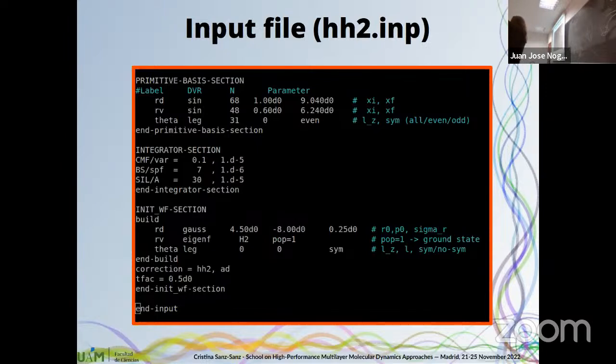So you said how many functions you're going to use with single particle functions, but now you have to say, I want it to be a Gaussian. I want it to be whatever. I want it to be a vibrational state of the diatomic molecule. Okay? And this is what you do in here. Okay? So basically, we are going to define RD and RB by a Fourier transform type of basis set, although they are called SIN. This is in the input, in the documentation, you have all the options that you have.